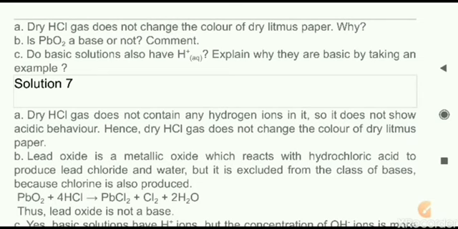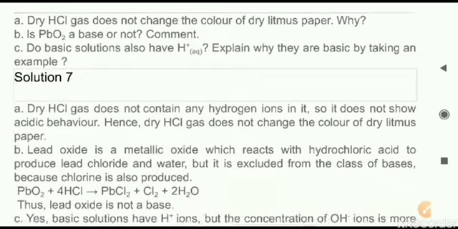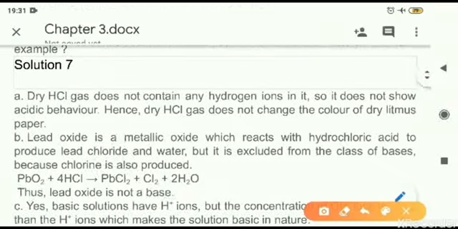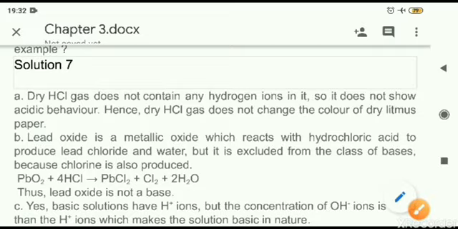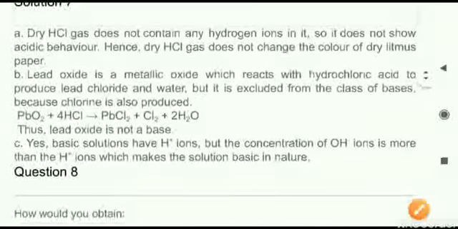So that is why ions are not there. It will not show any color change on the litmus paper. Next, is PbO2 a base or not? We have to comment. Because PbO2 is a metal oxide, but it forms what? It produces a salt. PbCl2 is a salt. Another thing, water is coming. Acid plus base gives salt and water, but one extra thing is coming, that is chlorine gas. It should not have been there because an extra thing is forming. That is why PbO2 is not called a base.